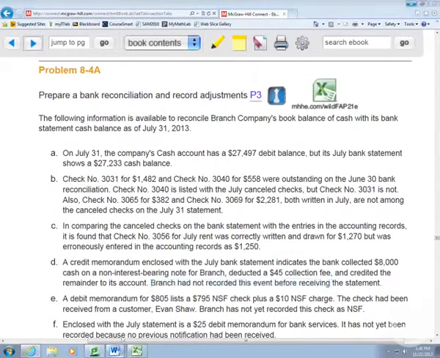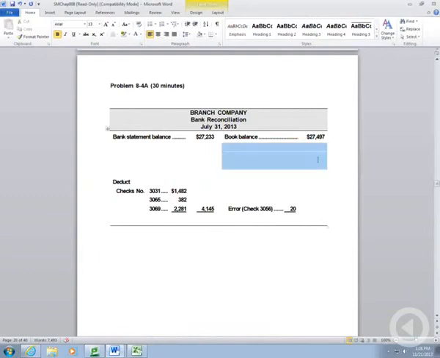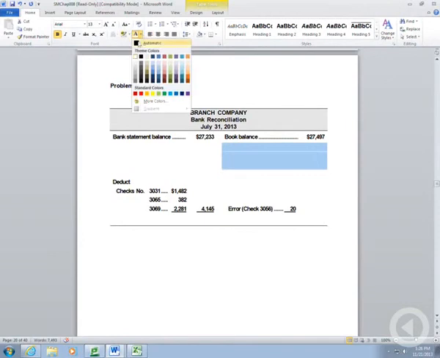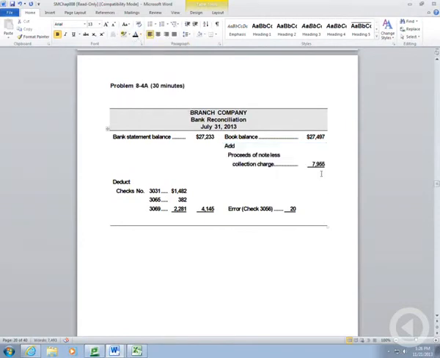$7,955. So we're going to add $7,955, which is $8,000 minus the fee, because they took the fee out. And for everything that we do on the book side, we need to prepare a journal entry, right? Because we're changing the books. What journal entry do we need to make now?